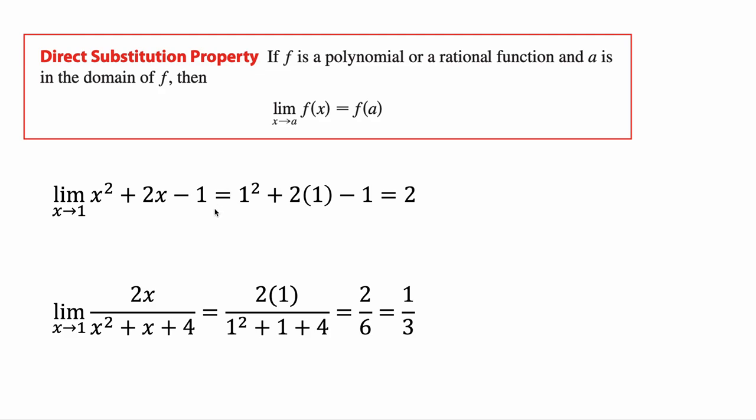Now, for most functions, if you have polynomials or rational functions, and you plug in x is 1 and you have a well-defined value, in those cases the function is nice. There's no jump, there's no hole, and so the limit in those cases is simply plugging in the value that you want to approach. In fact, this is one of the first things we try. If you have a limit of a polynomial or a rational function where you plug it in and you get a value, then the limit is that value. So here the limit as x approaches 1 is 2. Here the limit as x approaches 1 is 1/3.